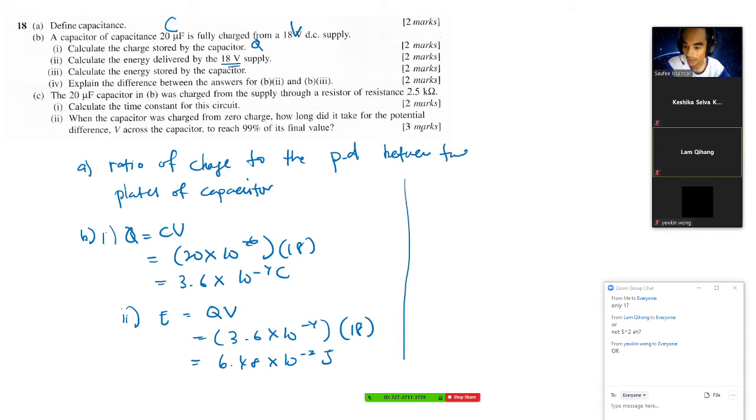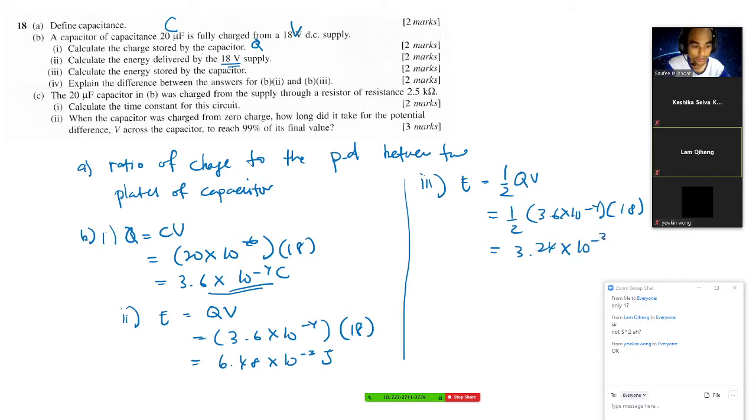Remember, question number 3, calculate the energy stored by the capacitor. E equals half CV squared, or half QV can also be used. So it's half Q, we have 3.6 times 10 power of negative 4 times 18, and it equals 3.24 times 10 power of negative 3 joule.